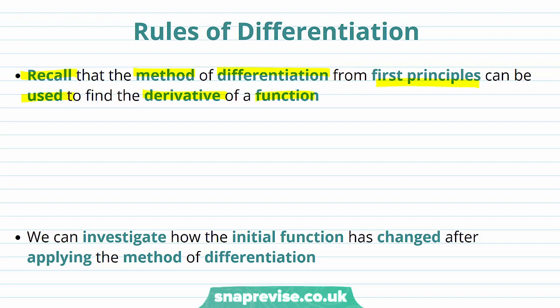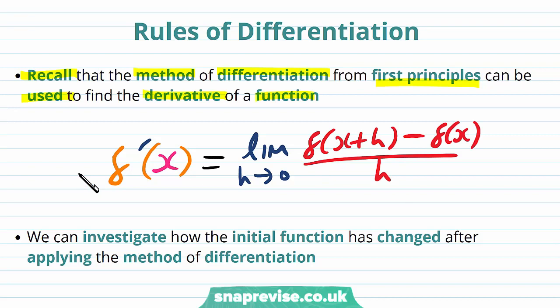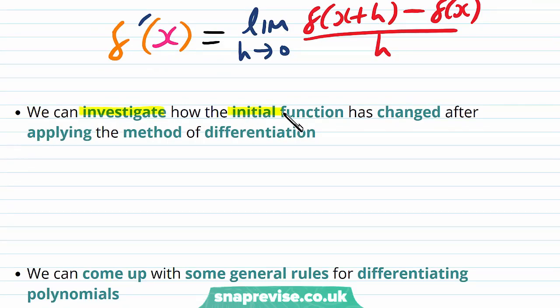Suppose we're looking at the function f of x. Then the derivative f prime of x is equal to the limit as h tends to 0 of f of x plus h minus f of x divided by h. We can investigate how the initial function has changed after applying the method of differentiation.